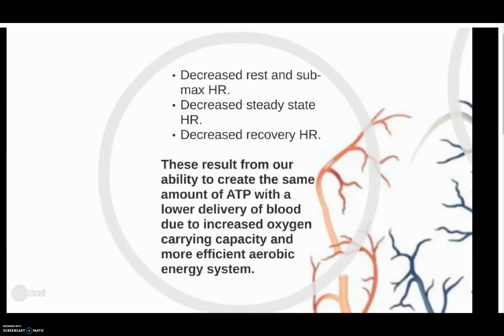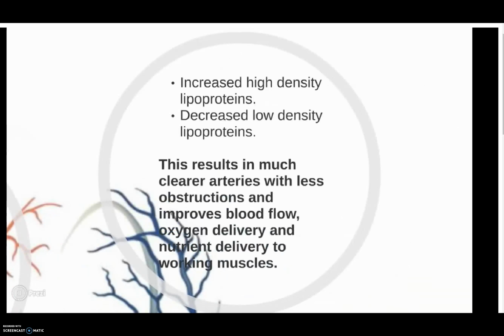We also get decreased resting and submax heart rate, decreased steady state heart rate, and decreased recovery heart rate, and that's due to efficiency. They result from the ability to create the same amount of ATP with a lower delivery of blood due to increased oxygen carrying capacity and a more efficient aerobic energy system. We get increased high density lipoproteins and decreased low density lipoproteins, and they result in much clearer arteries with fewer obstructions, and that improves blood flow, oxygen delivery and nutrient delivery to working muscles.